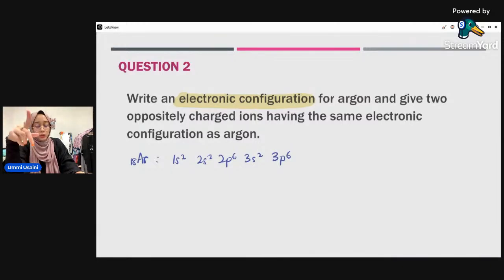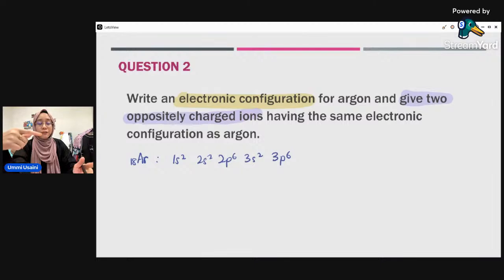And then the second question, class. The second question, you are asked to give two oppositely charged ions having the same electronic configuration. Oppositely charged ion bermaksud dia nak kamu bagi satu negative ion, satu lagi positive ion. Kalau kamu bagi dua-dua negative, if you give me both negative ions, then you are not answering the question. But if you give both positive ions pun salah juga.